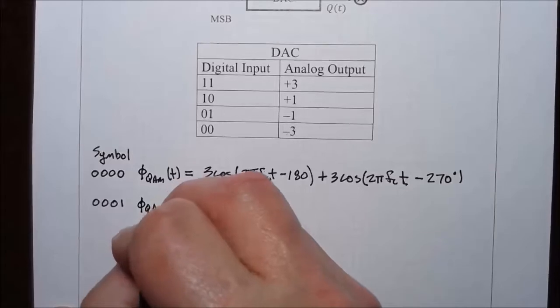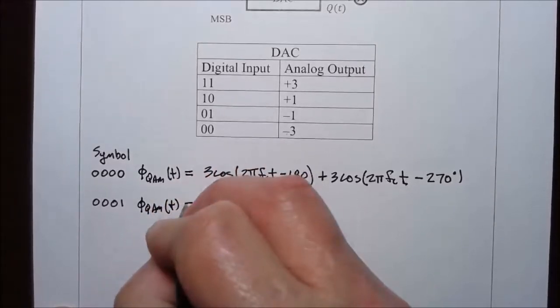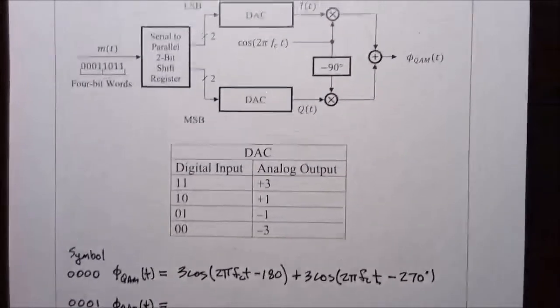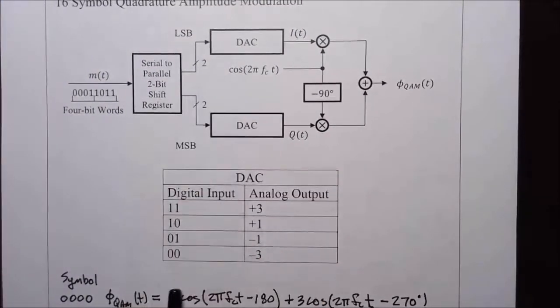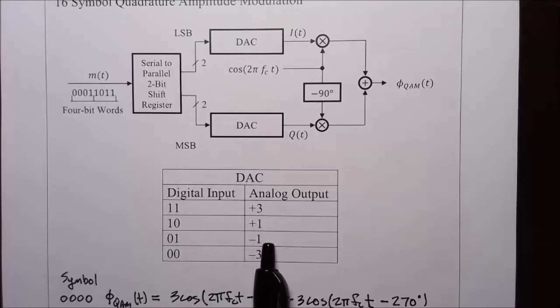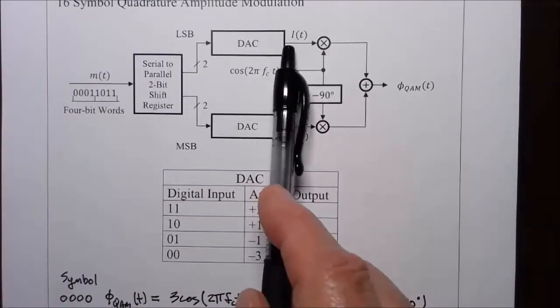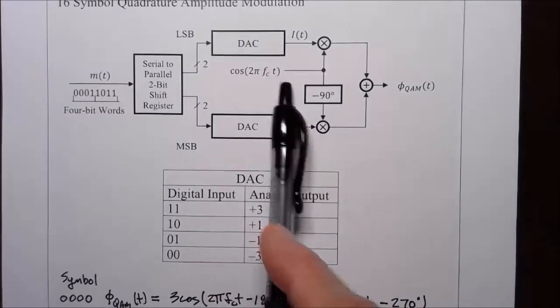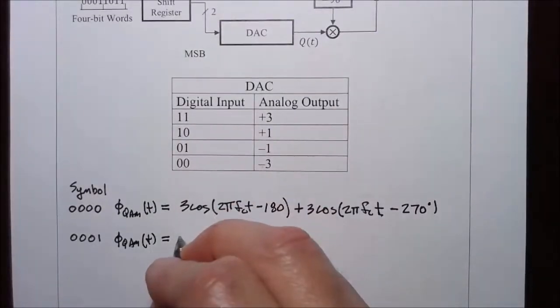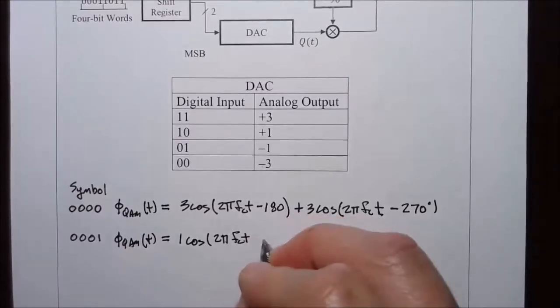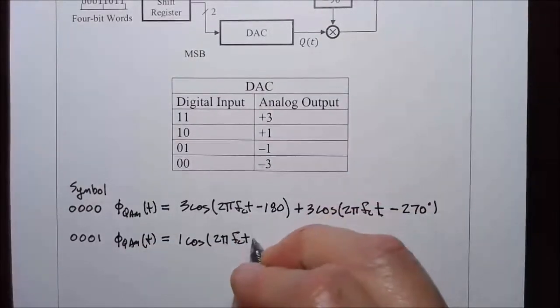The quadrature AM signal is now the least significant bits are 0, 1, and 0, 1 maps to minus 1, so that's going to make the value of the in-phase signal minus 1 times this cosine, so that's going to be 1 times the cosine of 2 pi FCT, and I'll put the minus sign into the phase shift.